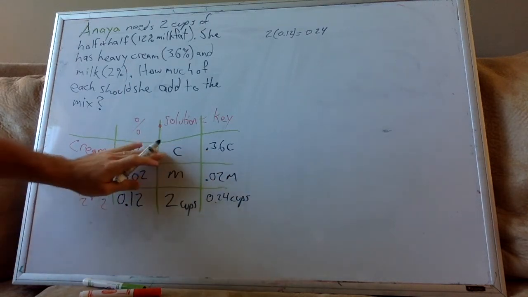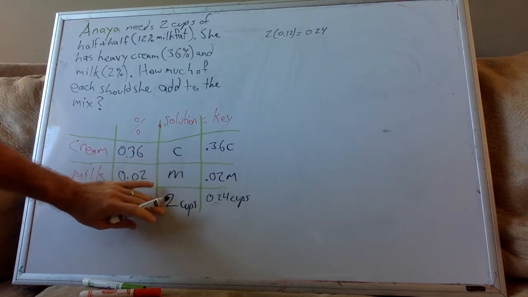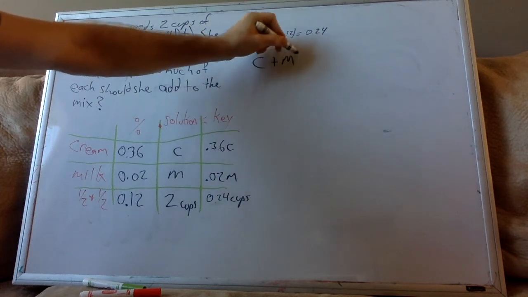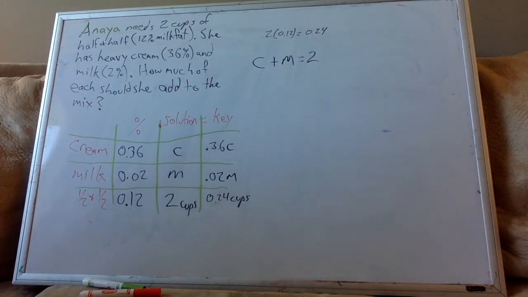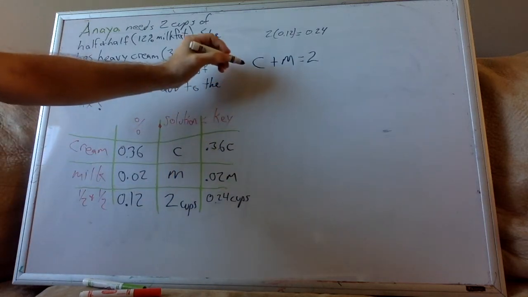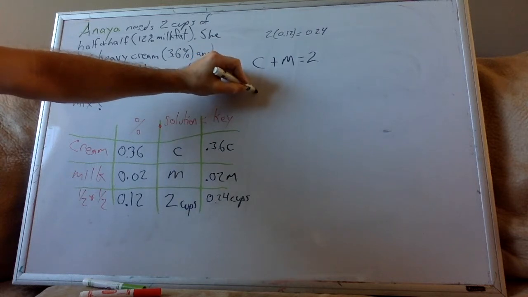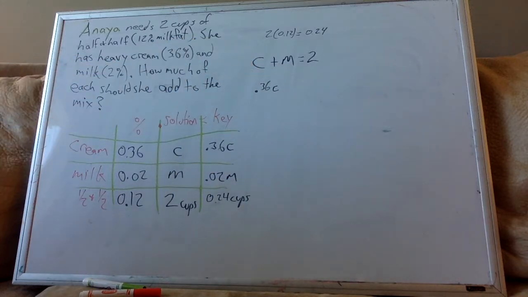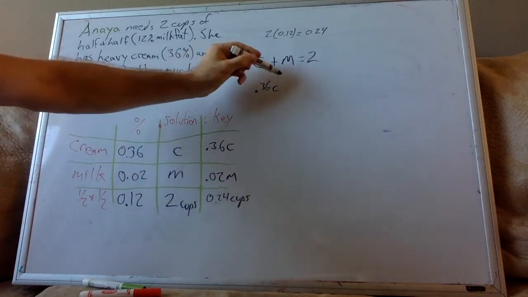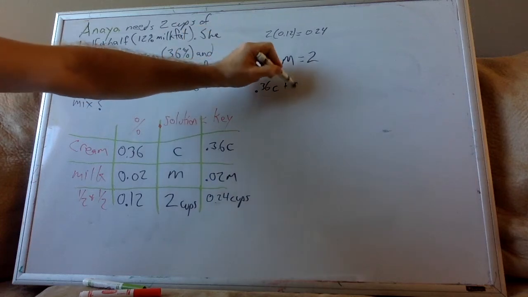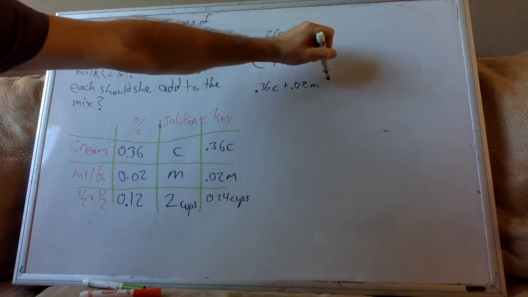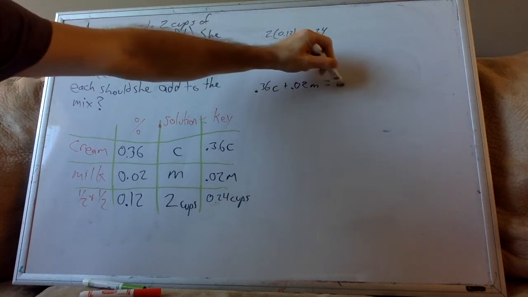When I put my cream and my milk together, I need it to add up to 2 cups. So I put my cream and my milk together, and I get 2 cups. Now, the milk fat that comes with that is going to be 0.36 C, and the milk fat that comes with this one is going to be 2 hundredths M, and when I add those two together, I should get my total milk fat.